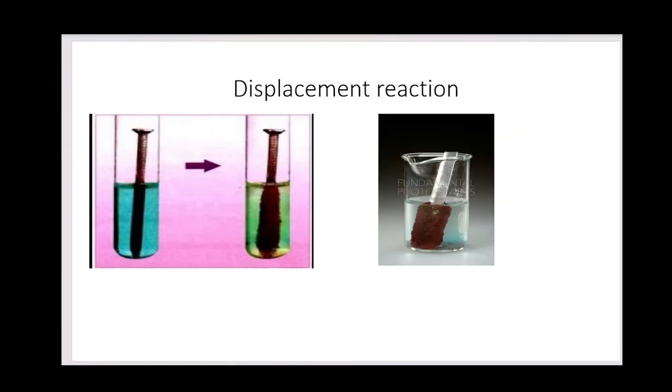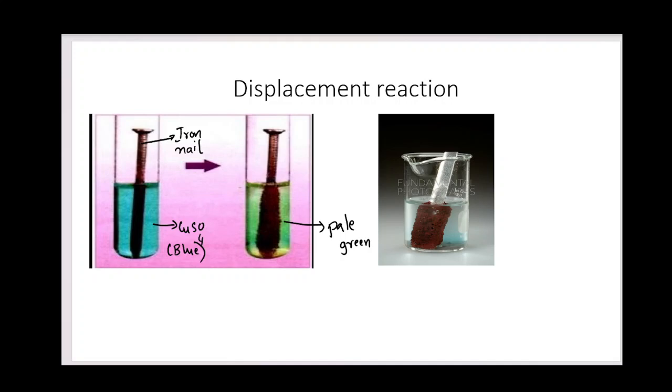Next type is displacement reaction. As you can see here, there is a blue color solution, that is nothing but copper sulfate solution, and they kept an iron nail in it, isn't it? The color of copper sulfate solution is blue. After some time, the color of the solution turns into a pale green, and if you observe that iron nail, you can see a brown color powder present on it.